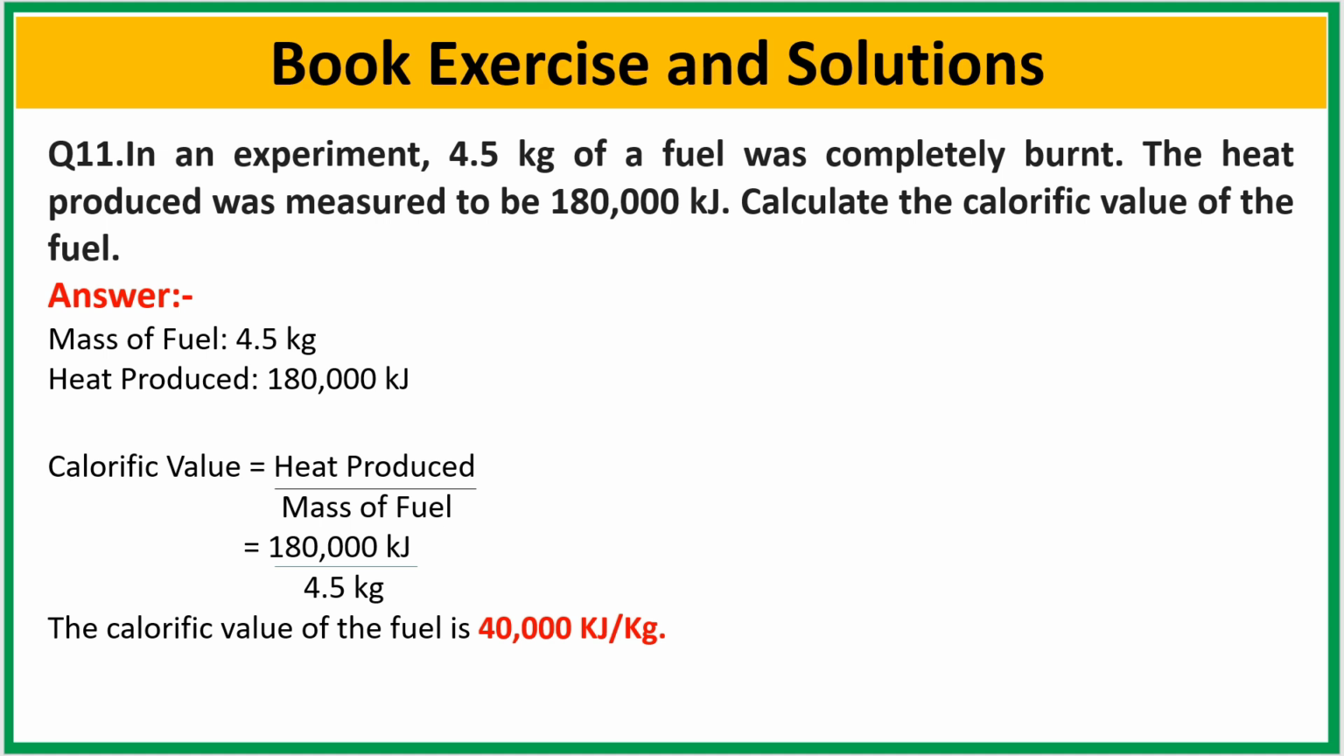Then question number 11. In an experiment, 4.5 kg of a fuel was completely burnt. The heat produced was measured to be 1,80,000 kilojoules. Calculate the calorific value of the fuel. Here we have to write down the mass of fuel equal to 4.5 kg. Then heat produced, or energy produced, equal to 1,80,000 kilojoules. Then we write down the formula: calorific value equals heat produced by mass of fuel, and we get the answer 40,000 kilojoules per kilogram.